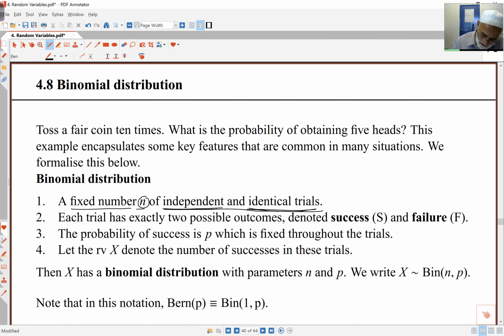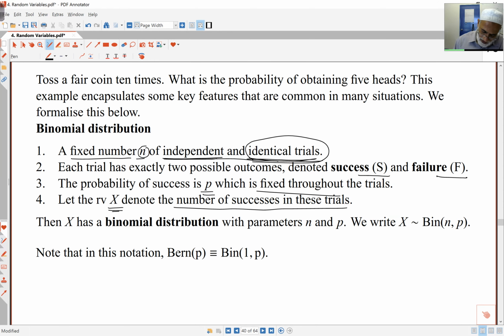There are two outcomes on any trial, which we call success or failure. Success can be whatever you deem as success. So if I toss a coin and I take a look at the number of heads, for me heads is success. If you toss the same coin and you're looking at tails, for you tails is success. Probability of success is P, and that's fixed throughout because I've assumed the identical trial, so that probability must be fixed. And I then define my random variable X as the number of successes in these trials.